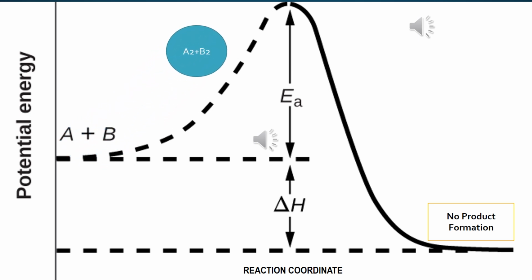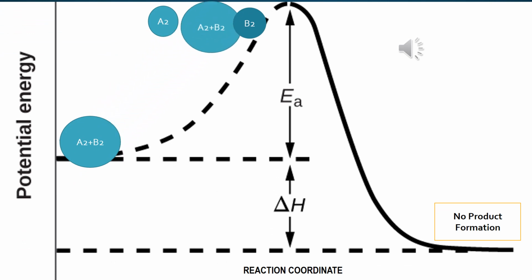Now in the first case, you see that the A2 and B2 molecules are colliding with each other, but the energy is not sufficient and therefore the molecules are rolling down again into the reactant state. So they are unable to reach the maximum energy, which is indicated as EA, which is actually the activation energy. This is what we mean by the threshold energy. So this reaction doesn't occur because the molecules do not have the required energy to climb over the hill.